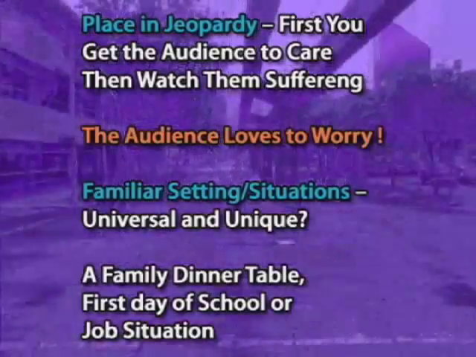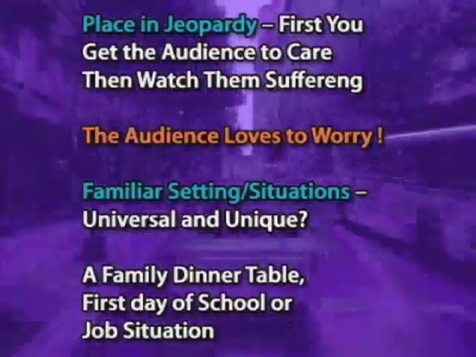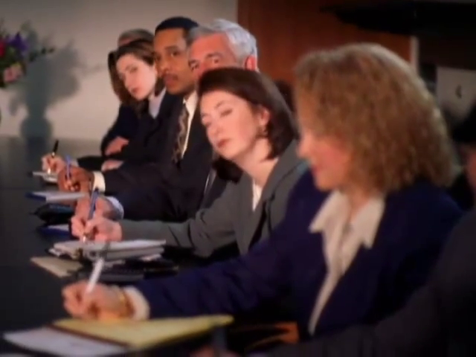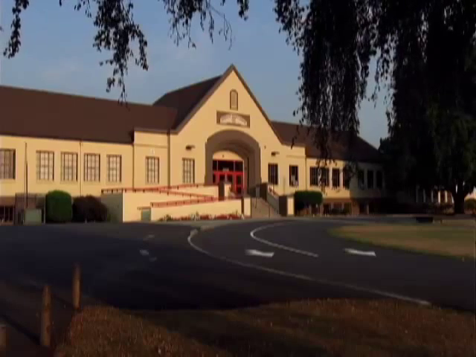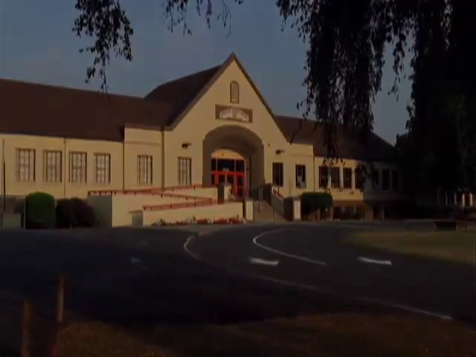Familiar settings or situations. What types of places or situations can you put your character in that is once again both universal and unique? A family dinner table is a universal yet unique situation where everyone relates to that. Everyone's sat down at dinner and has dealt with that dynamic. The first day of school or a job situation.